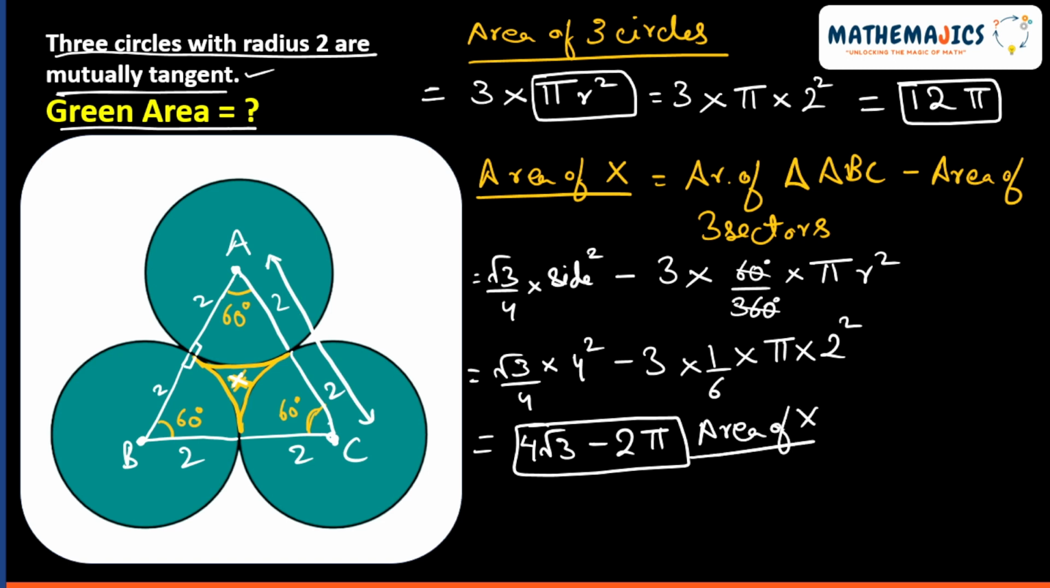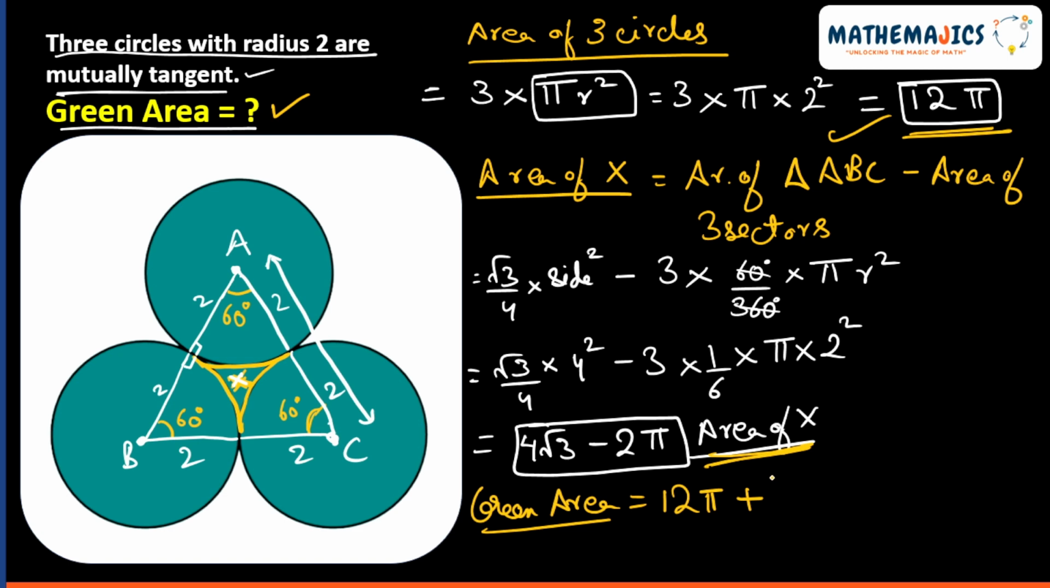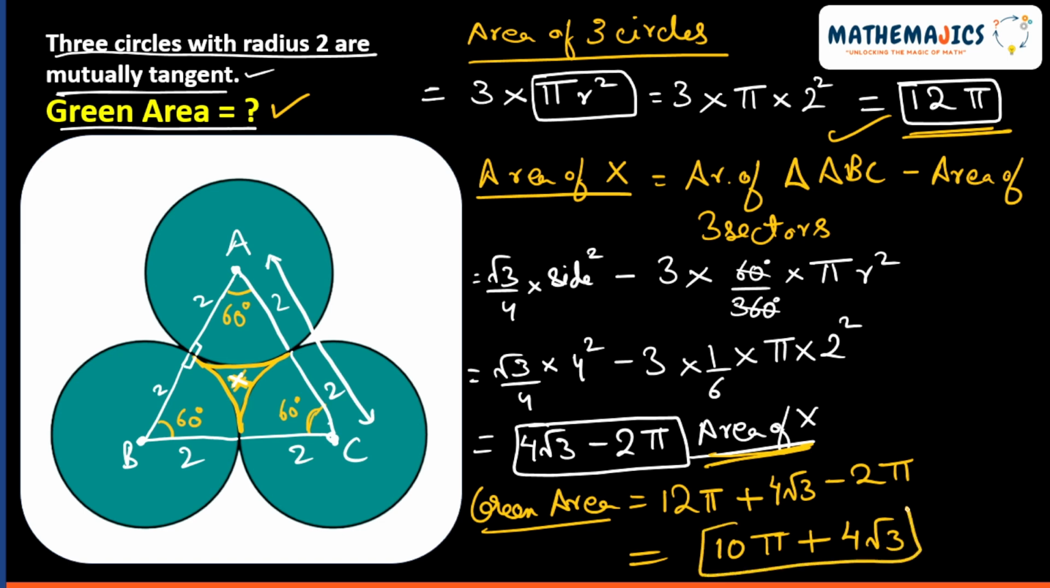Now we need to find the area of green color. So to find the green area, we need the area of three circles, that is 12 pi. We have found it here. And we need the area of x region as well, that we just found out, 4 root 3 minus 2 pi. If we solve this, we will get 10 pi plus 4 root 3. So this will be the area of green color. This will be our final answer.